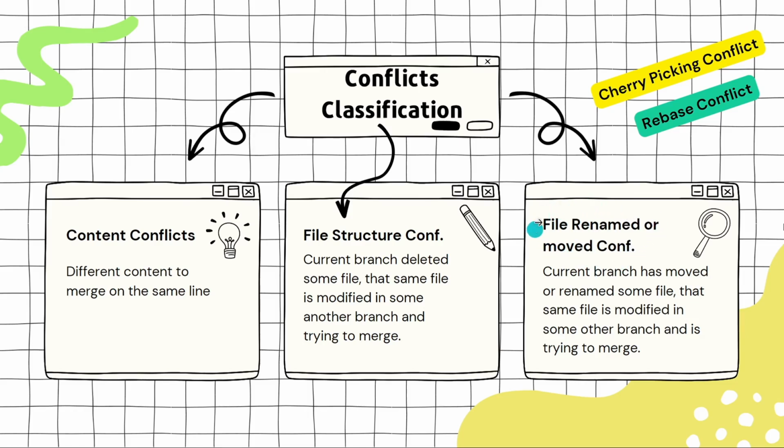And the fourth type, or rather the other two types, we'll discuss in upcoming videos. Those types of conflicts are cherry picking conflicts and rebase conflicts. I'm just sharing them for information purposes. We'll discuss them in upcoming videos because they require some more knowledge. So let's carry forward with this knowledge, and let's keep that discussion aside for the next time.